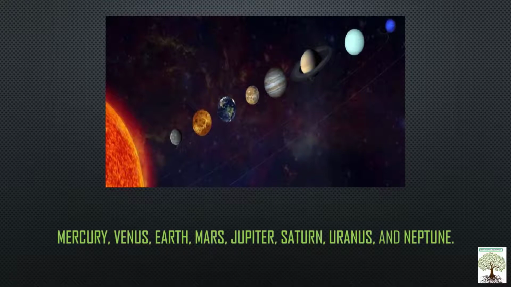So the first planet from the sun is Mercury, second Venus, Earth, Mars, Jupiter, Saturn, Uranus and Neptune. This is the order of the planets from the sun. So we live on the earth, right? That is the third planet from the sun.